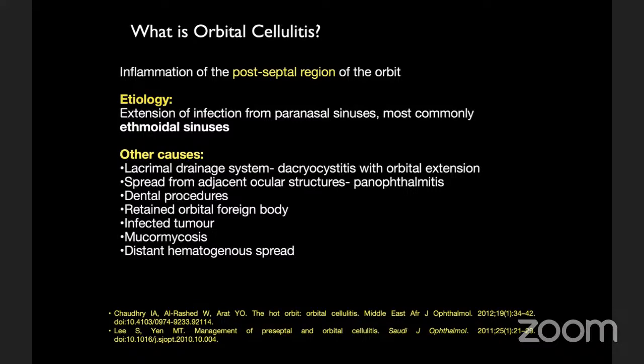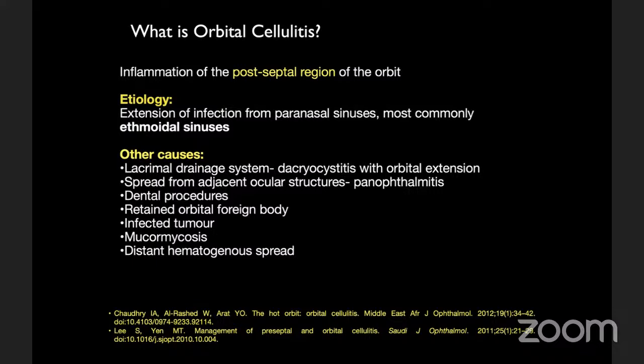Now, the most common etiology is extension of infection from the paranasal sinuses or from the adnexal regions. And as I demonstrated in the image before, it is most commonly the ethmoid sinus, which is in close proximity, present medially to the orbit. Other causes can be infections from the adnexal region. So we have the lacrimal drainage system. Any dacryocystitis can present with an orbital extension, or we can have a spread from the adjacent ocular structures.